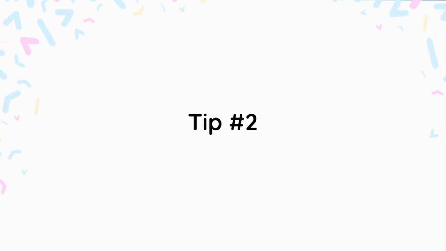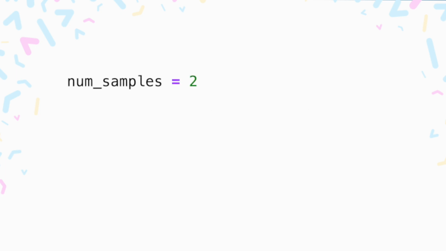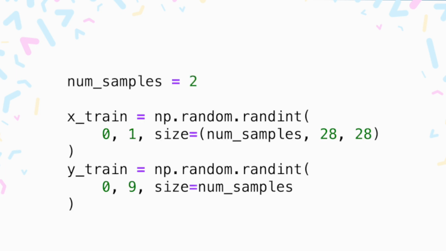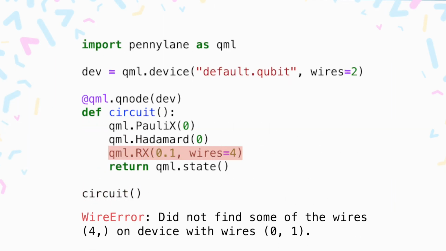Tip number 2, strip down what you can. Usually when you're debugging your code, it's good practice to reduce your code as much as possible while maintaining the error that you're facing. This could mean something as simple as creating a dummy dataset with a few samples rather than importing a huge dataset with like 10,000 samples. It could also mean removing any gates in your circuit that aren't contributing to the error. The point here is that it's a good idea to identify and remove things that are complicating your code that are not contributing to the error that you're getting. Share code with us that's as small as you can make it.